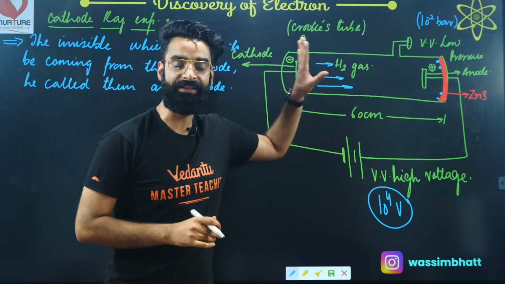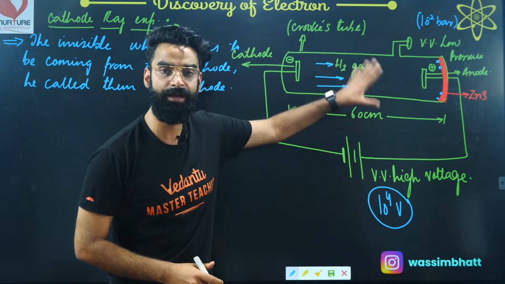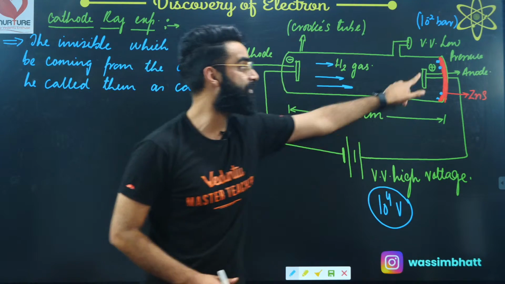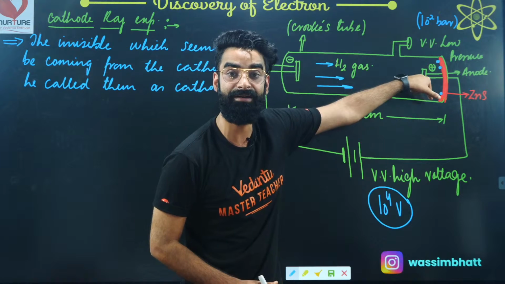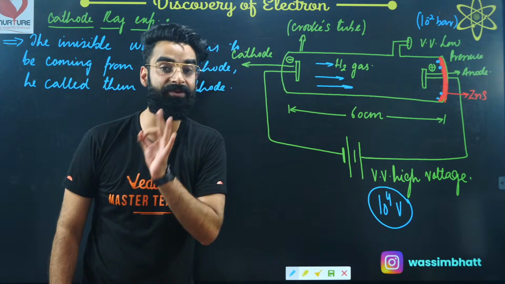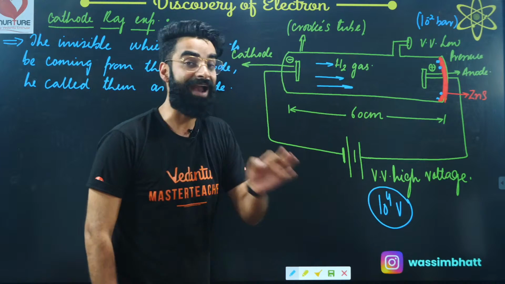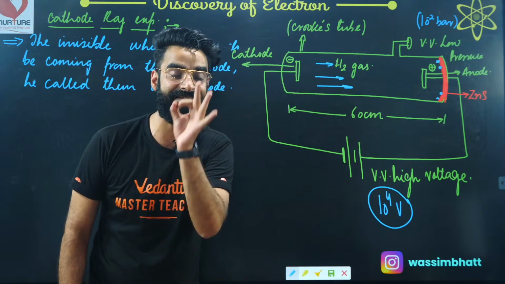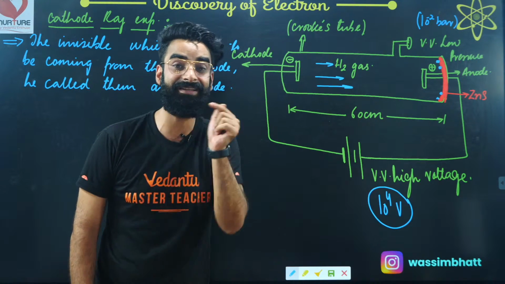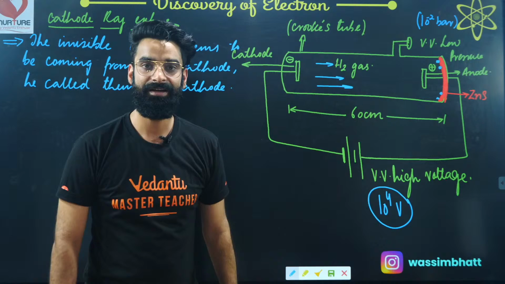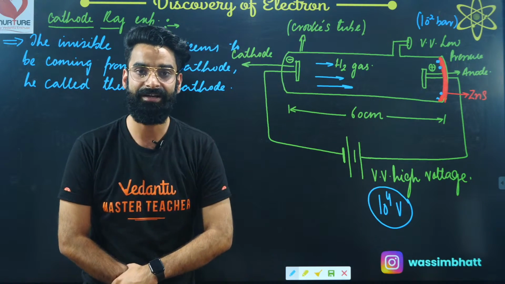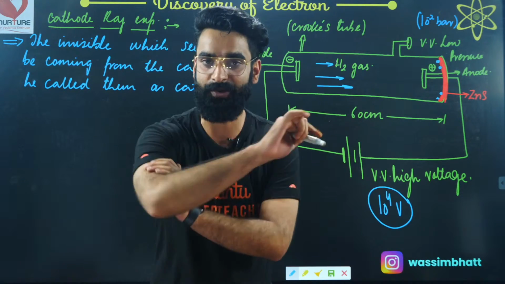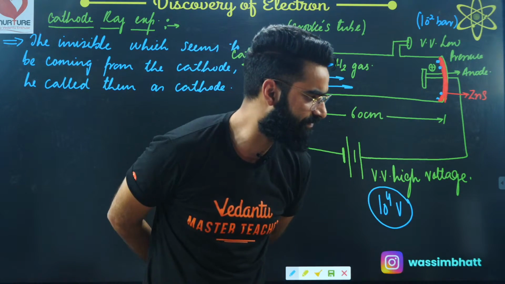What he observed, when the voltage of the battery was kept very high and the pressure of the gas inside this narrow tube was kept very low, was some bright spots getting created on the zinc sulfide screen. He concluded that some invisible rays seem to be coming from the cathode, and those invisible rays strike the zinc sulfide screen, and at the point where these cathode rays strike, bright spots were being created. He called those invisible rays coming from the cathode the cathode rays. Can you let me know in the chat box if it is clear to everyone?